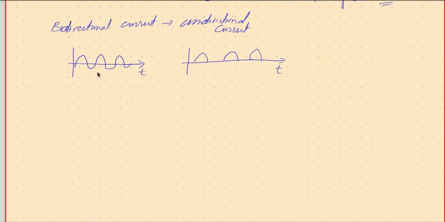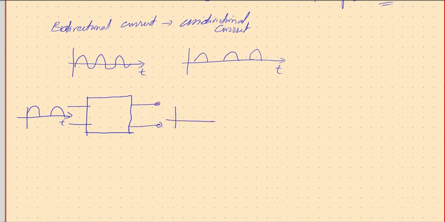Now it is time to see how to convert this into a constant voltage. So we have input as only positive cycles, and we want output to be almost constant. So how can this be done? Yes, it can be done through a filter, and that is a low pass filter.